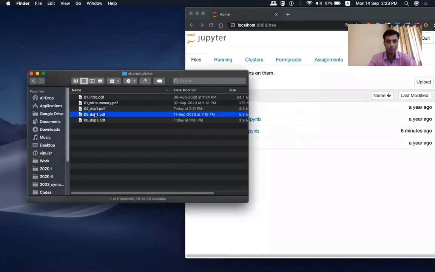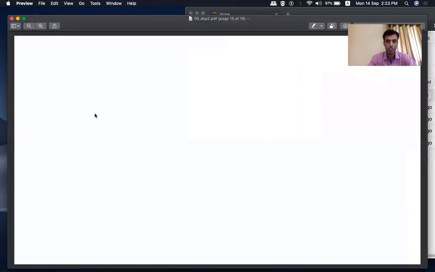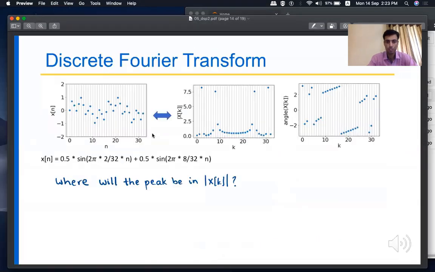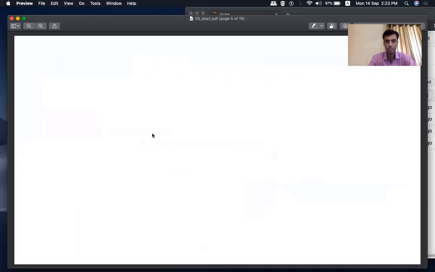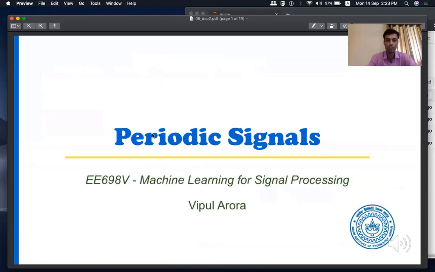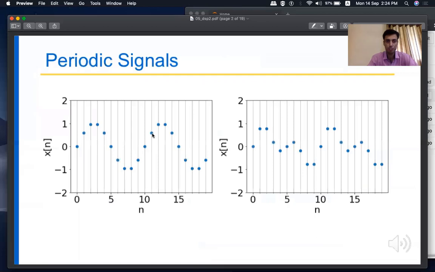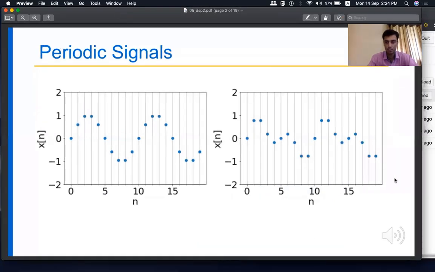Okay, let me go to lecture number 5 now, which is about Fourier transforms. Any periodic signal: if I ask you the question, what is the period of this signal? Or T naught. T naught means the period after which it repeats, after how many samples it repeats.